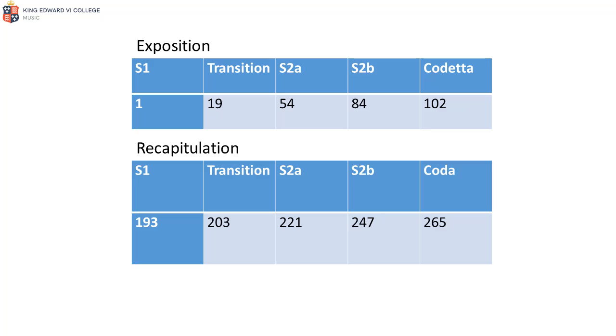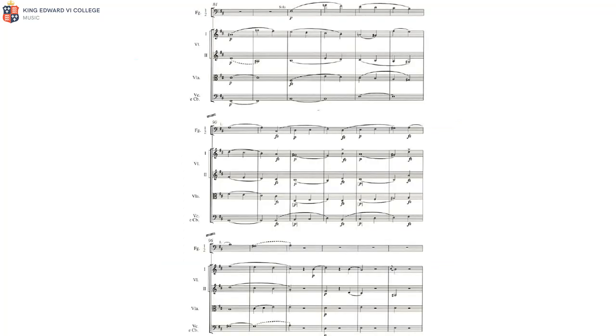Haydn also does something else to differentiate his second subject group, and that is to include a second subject labelled S2B. And you can see from this little excerpt of the score and hear that it is very contrasting, particularly rhythmically.